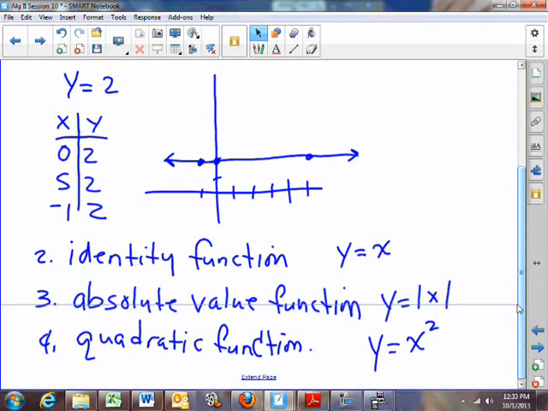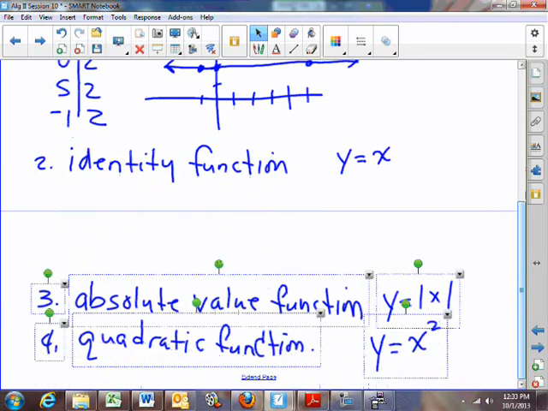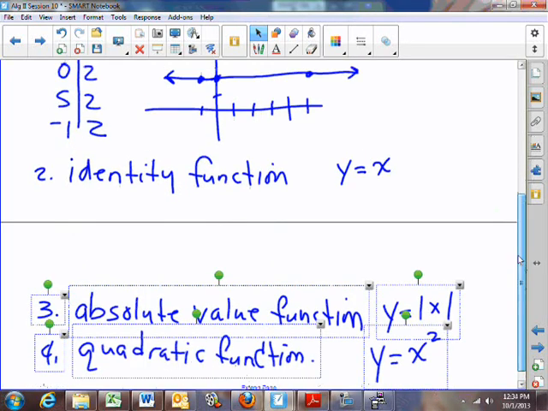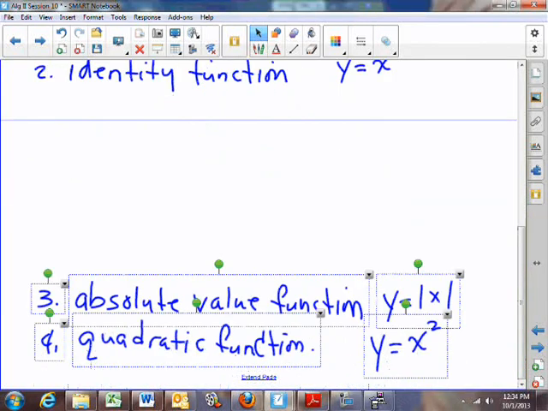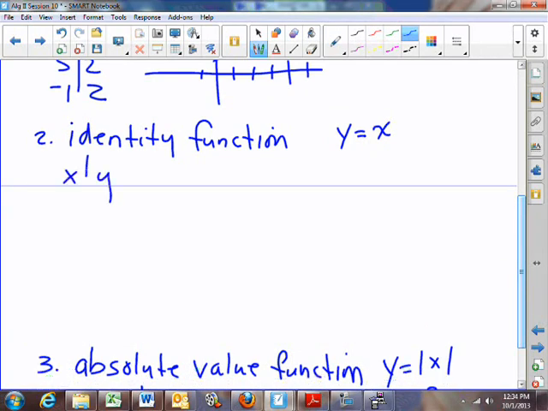Let's take a look at the second function, y equals x. Once again, let's make a little chart for x and y. If x is 0, y is 0 because y is equal to x. If x is 1, y is 1. If x is negative 2, y is negative 2. 3, 3. This is enough points, perhaps.